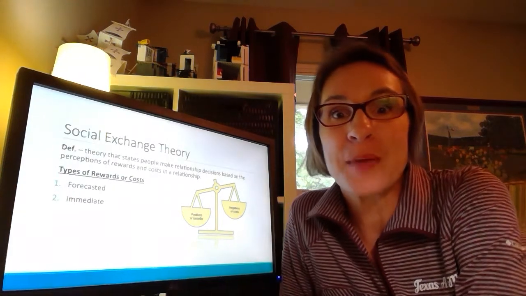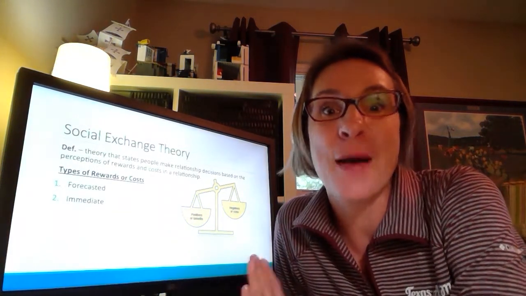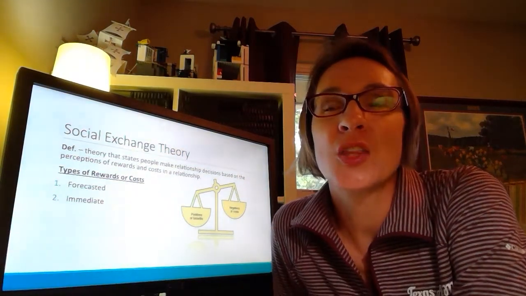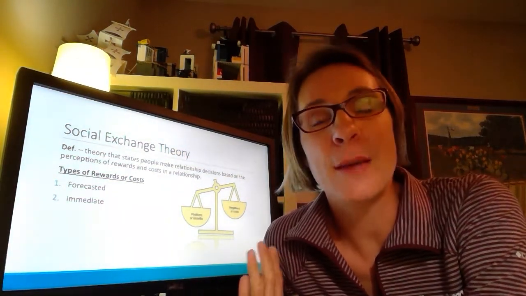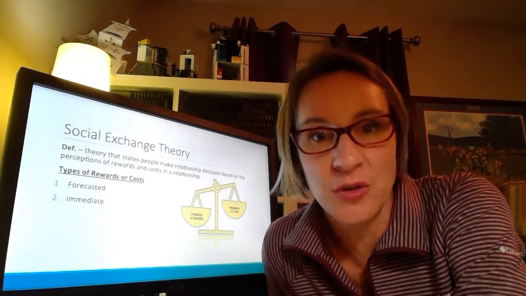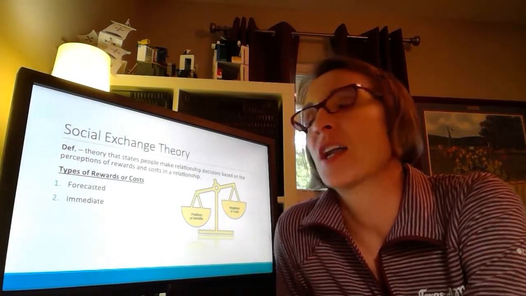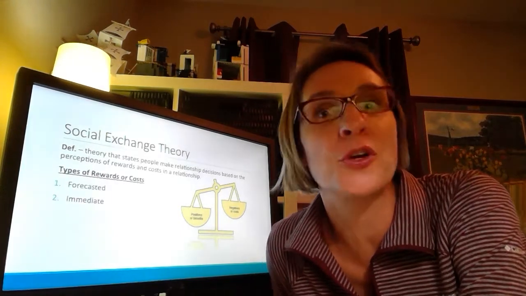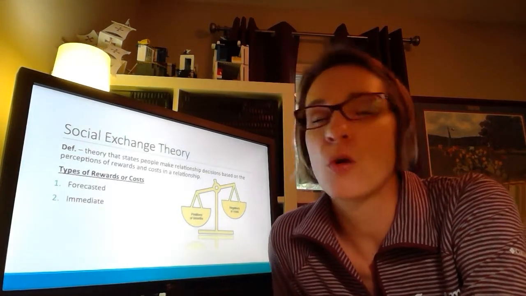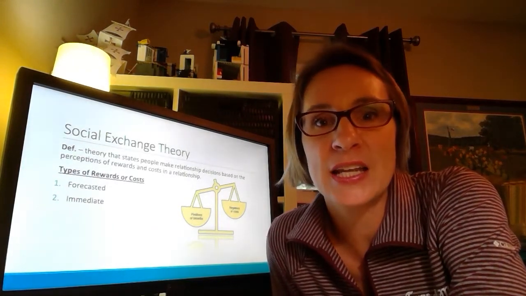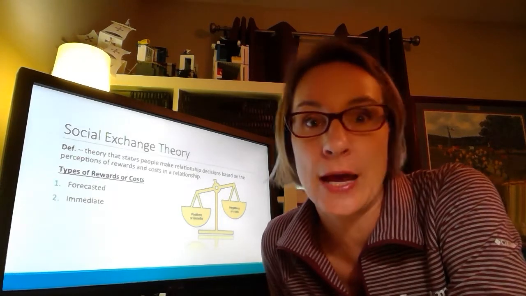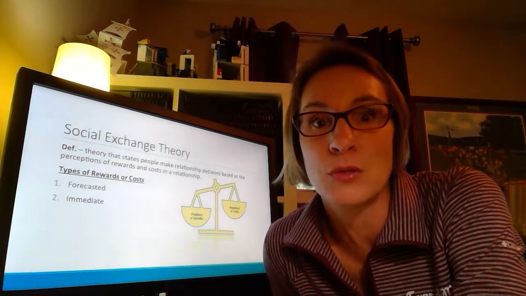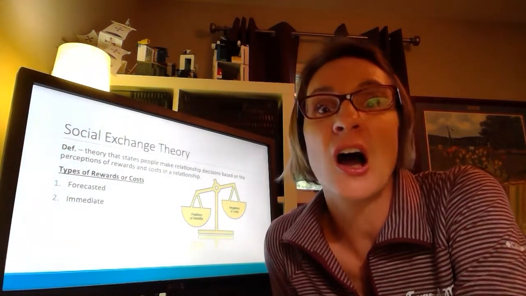Second are immediate rewards and costs. That's what we get for being in that relationship at that moment. So maybe you get the reward of that person cooks dinner for you in the evenings, and a reward might be that person helps you with your homework, or that reward might be that person brings income so that you can afford to go to school. Those could be immediate rewards or immediate costs.